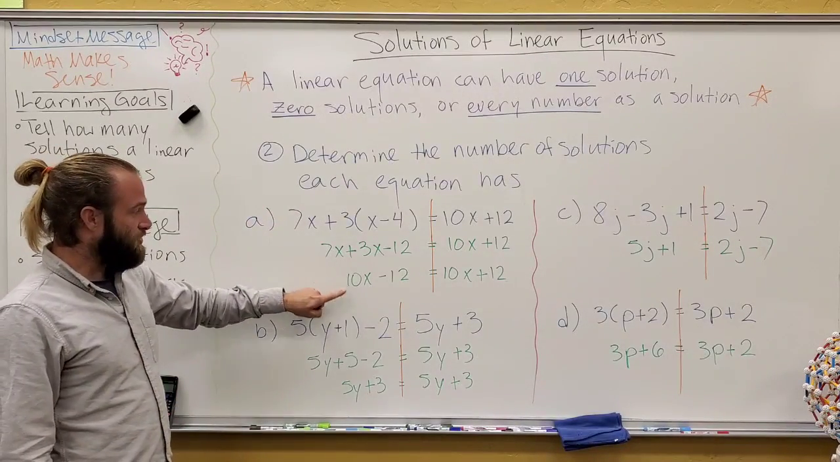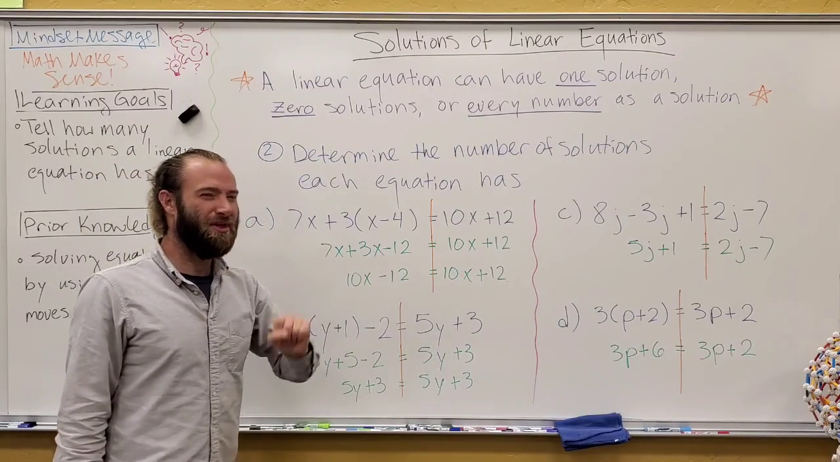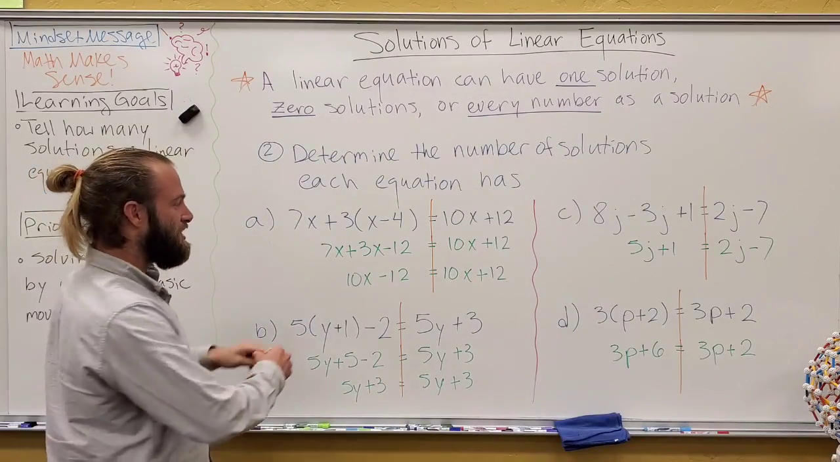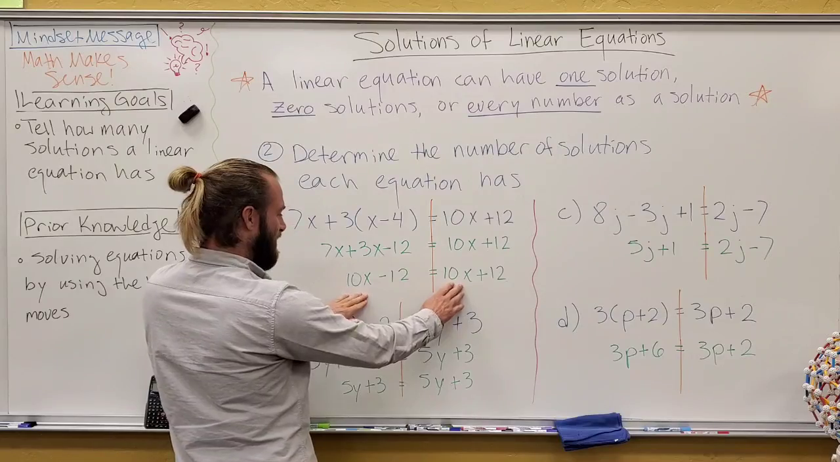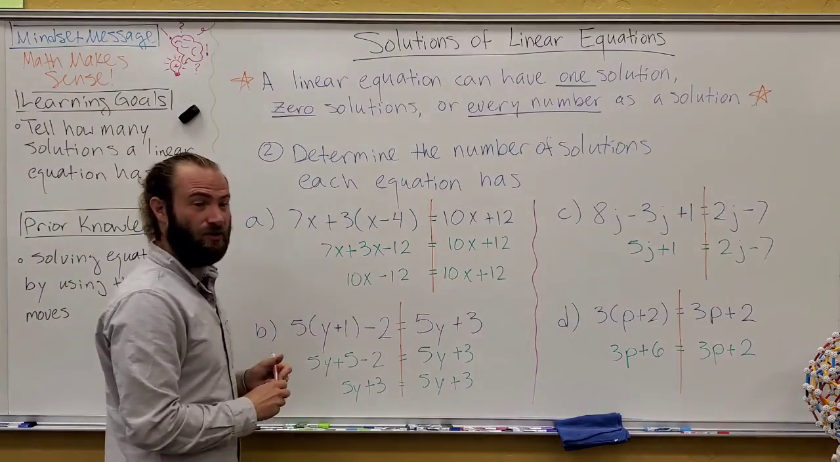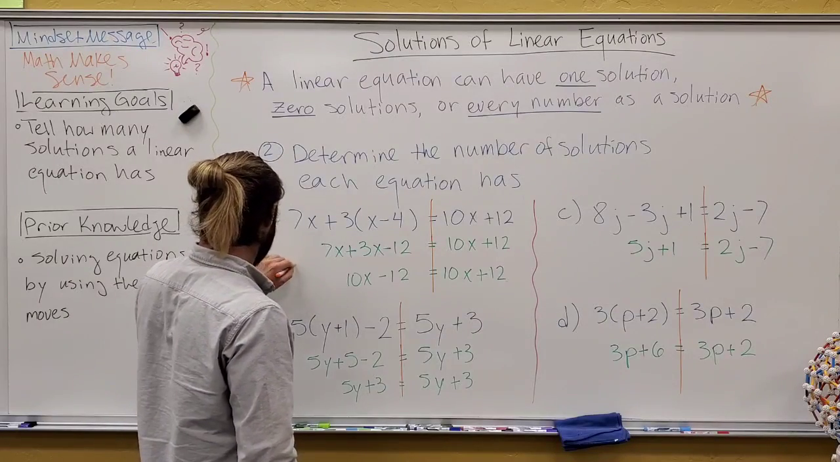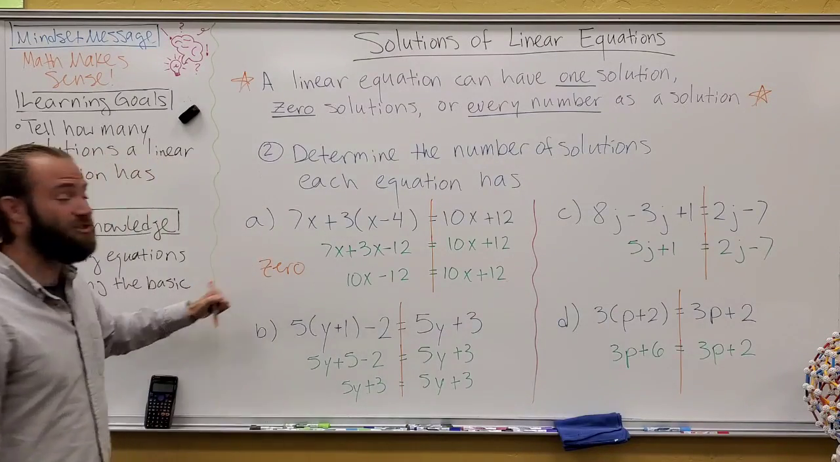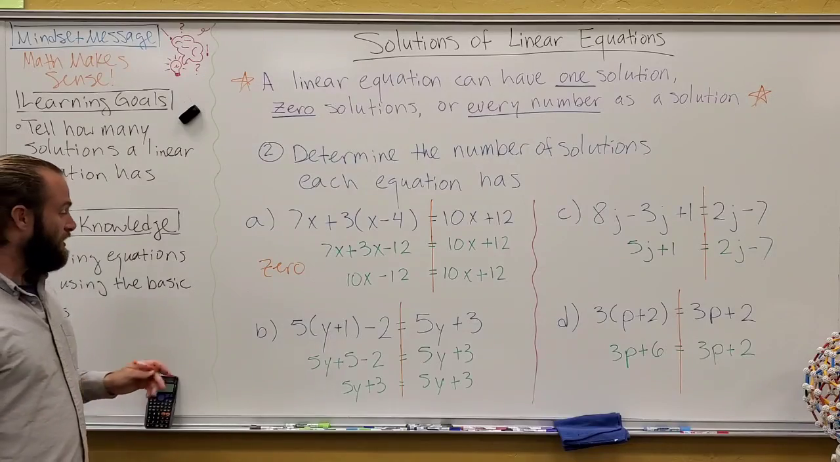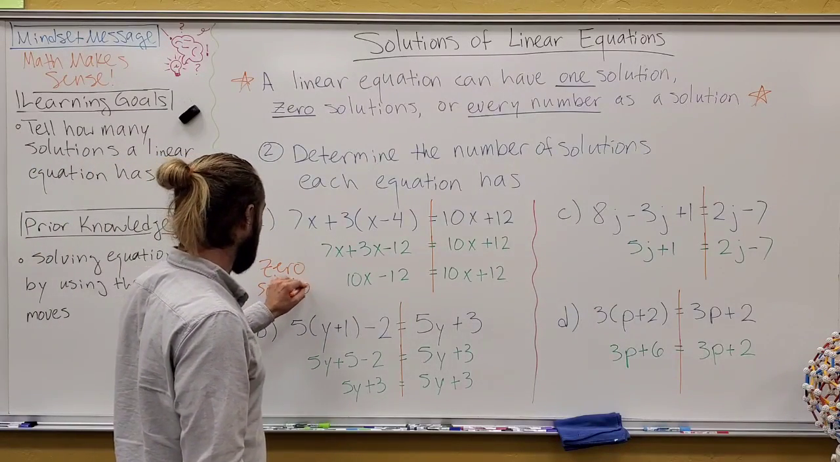This one boils down to saying 10x minus 12 equals 10x plus 12. Ooh, they both have a 12, so that's a little bit tricky. But this is always out of balance because the 10x is the same, and we know that negative 12 is never equal to 12. So this one you can say it has 0 solutions. It's just never true. I guess I won't say 0 because you might think 0 is a solution.